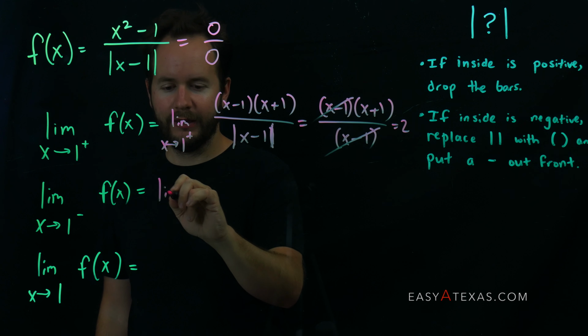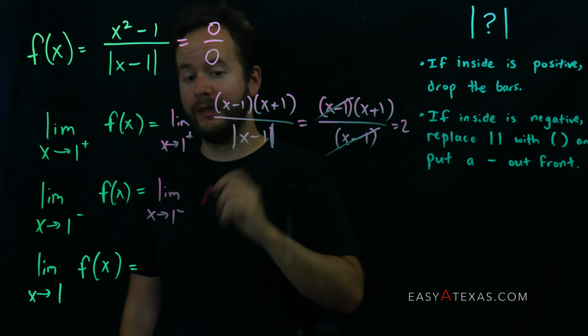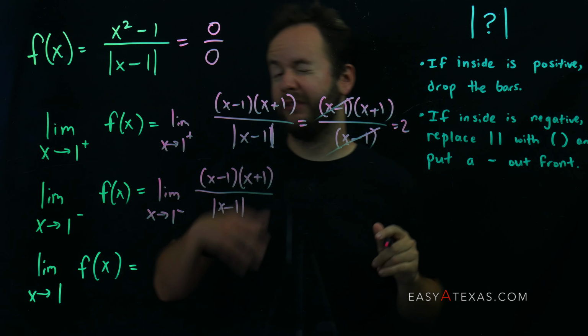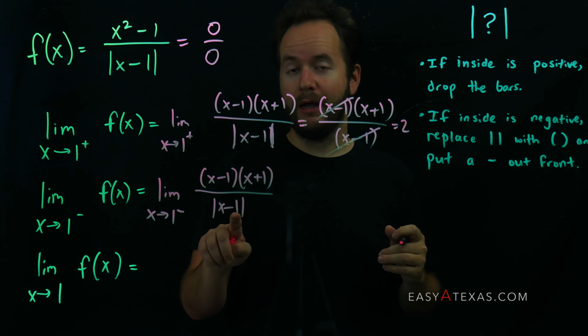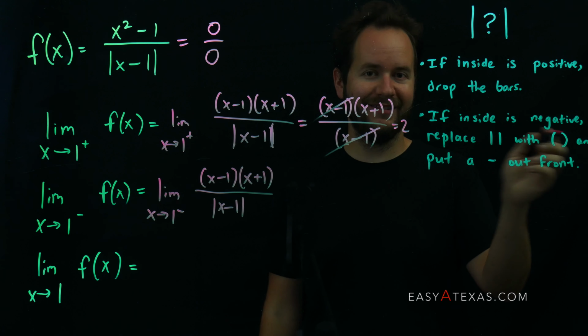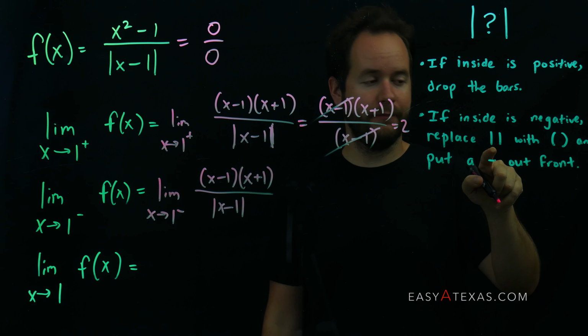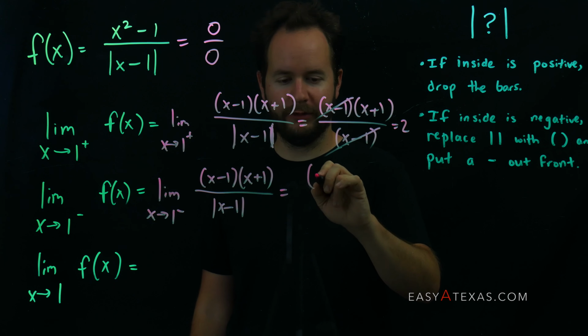Well, this would be a little bit different because this is now the limit as x approaches 1 from the left. x minus 1 times x plus 1 is how that factors in the numerator still, but now when I pick my favorite number slightly less than 1, because we're approaching from the left, like 0.9, 0.9 minus 1 is a negative number. Let's go over to the blue rules here. If the inside is negative, we replace the absolute value bars with parentheses and put a negative out in front. So let's do exactly what that rule says.